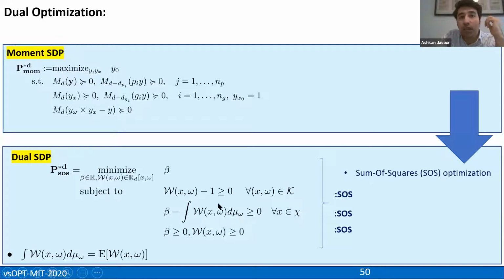And this integral is nothing but the expected value of the obtained polynomial with respect to the probability distribution of the uncertainty. And note that these are non-negativity conditions of the polynomials, and we can relax these constraints into sum of squares conditions, and as a result, we can obtain a sum of squares optimization. And now let's explain this dual SDP.